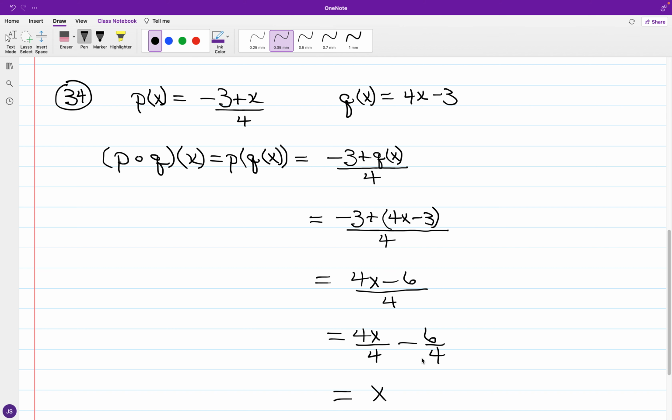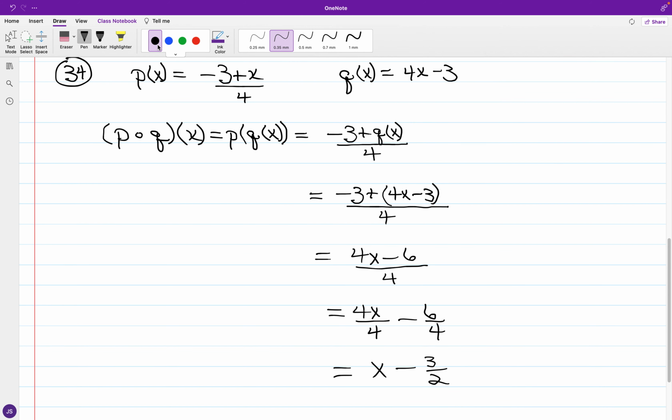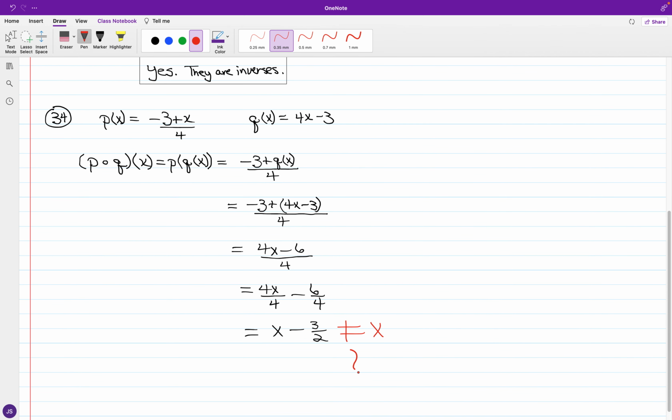Now 4x over 4 goes to x. However, if that was the only reduction that was done, we could go to the next composition. But since we have minus 6/4 or minus 3/2, we don't have a clear reduction to x and only x. We get x minus 3/2, which does not equal x, and you don't even need to go to the other composition. So for p of x and q of x, we're not going to have inverses.